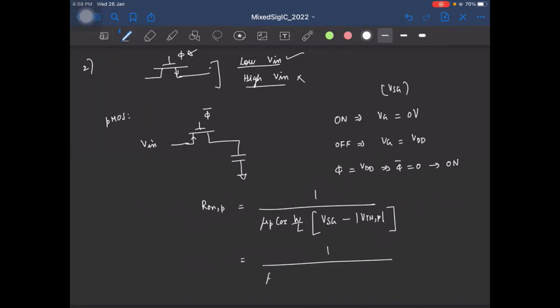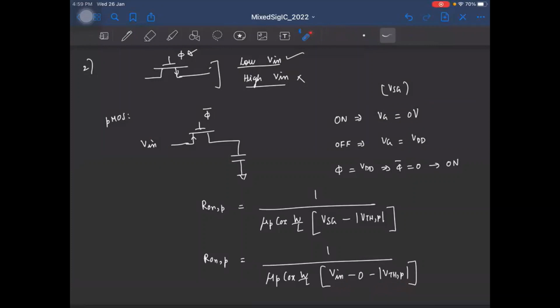And if you simplify this, what do you get? Mu P Cox W by L. What is the source voltage? It is equal to Vin, right? What is the gate voltage? Well, to turn the PMOS switch on, the gate voltage must be 0. So this is simply 0 minus Vin minus mod VTHP. Okay. So from this, we can clearly see that for the PMOS, we'll have a good and low on resistance for higher values of Vin, right? And the moment the input voltage approaches close to mod VTHP, the resistance goes up to infinity.